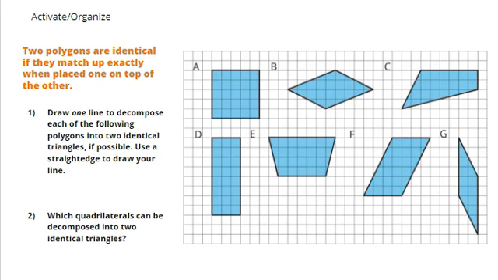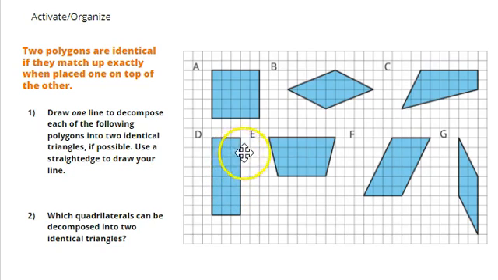What about if we use two triangles? Look at all these polygons that are here. What I want you to do is draw a line to decompose each of these polygons into two identical triangles. Okay, and I'm going to have a digital link over here on the side for you to use for this. And then which of these can be cut into identical triangles?